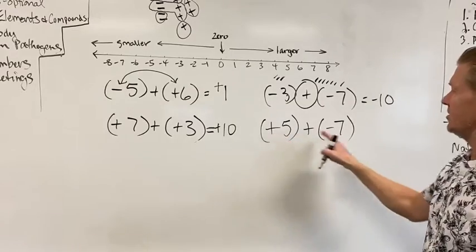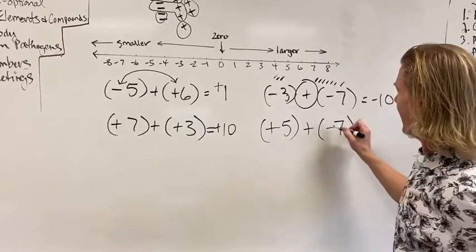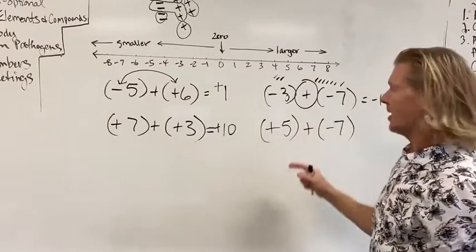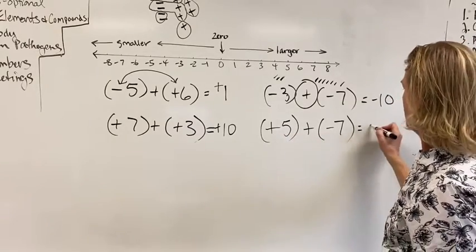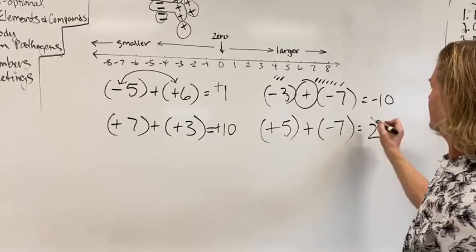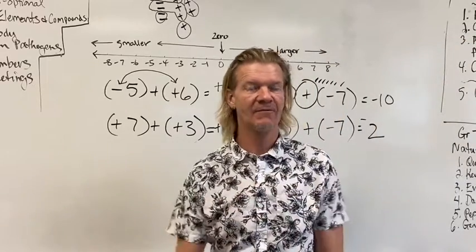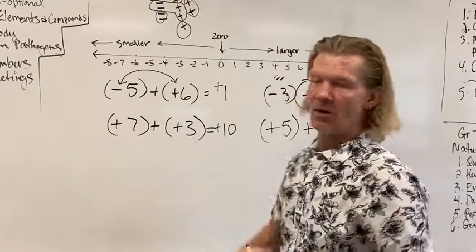Here, my signs are different again. Now, it doesn't matter which is positive and which is negative. The fact that I have a negative here and a positive here, and I'm adding them together, my signs are different. So I take the difference of 7 and 5, which is going to be 2, and I have more negatives than positives, so my answer is negative 2. That is all you have for addition. Any addition questions can be solved that way.